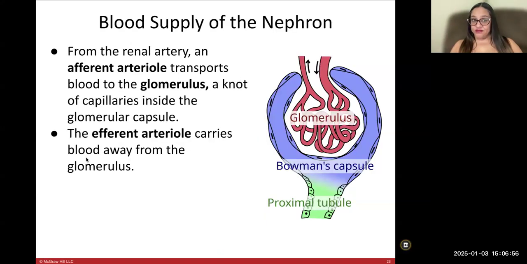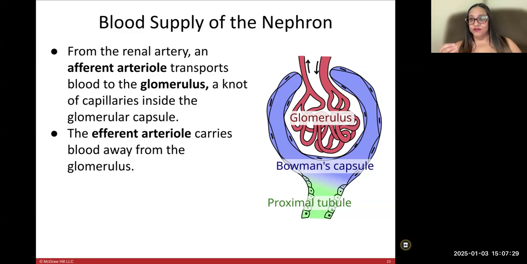Blood supply for each nephron. So from the renal artery, an afferent arteriole transports blood to a glomerulus, which is a knot of capillaries inside a glomerular capsule, or the Bowman's capsule. And then you have an efferent arteriole that carries blood away from the glomerulus. So these can be compared to the alveoli in the lungs that are covered in capillaries, and that's where gas exchange happens.